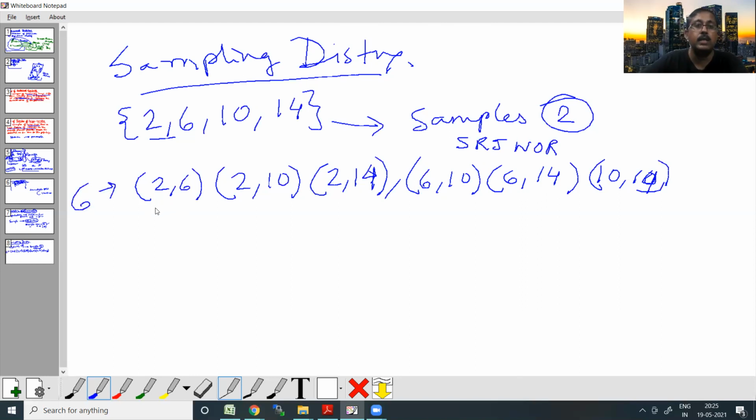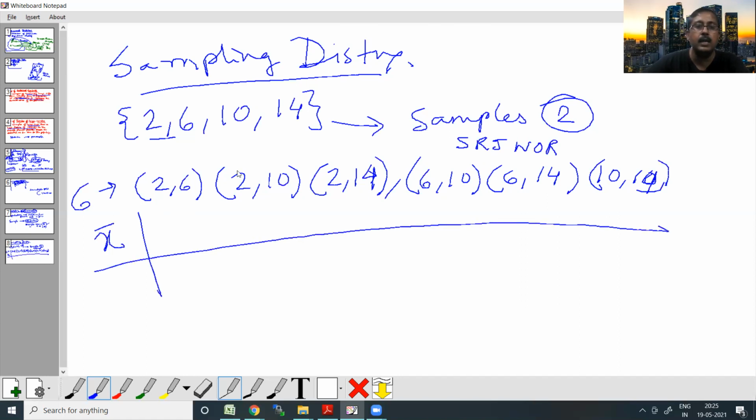Now I calculate, say for example, I'm trying to do the sampling distribution of the sample mean x bar. So what are the different sample means I can think of here? Say for 2, 6, the sample mean is 4. 2 plus 6, 8, divided by 2, 4. This is going to be 6. 2 plus 14 is going to be 8. 6 plus 10, this is also going to be 8. This is going to be 10, right? And this is going to be 12, right?